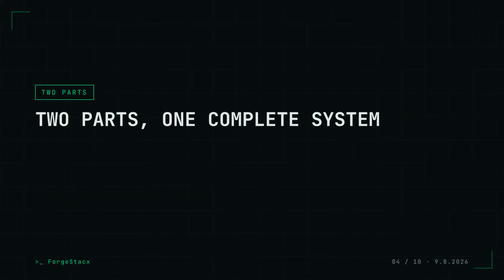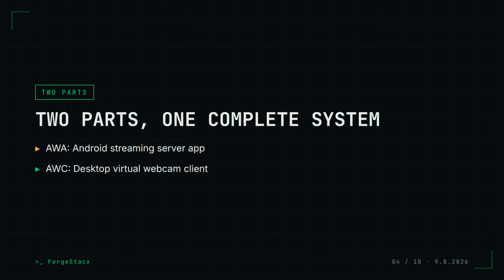The project consists of 2 main parts that work together. First, there is the Android Webcam app, or AWA. This is a native Kotlin application built with Jetpack Compose that turns your phone into a camera streaming server. Second, there is the Android Webcam Client, or AWK. This is a Tauri-based desktop application that connects to your phone, processes the video stream, and exposes it as a virtual webcam on your computer.